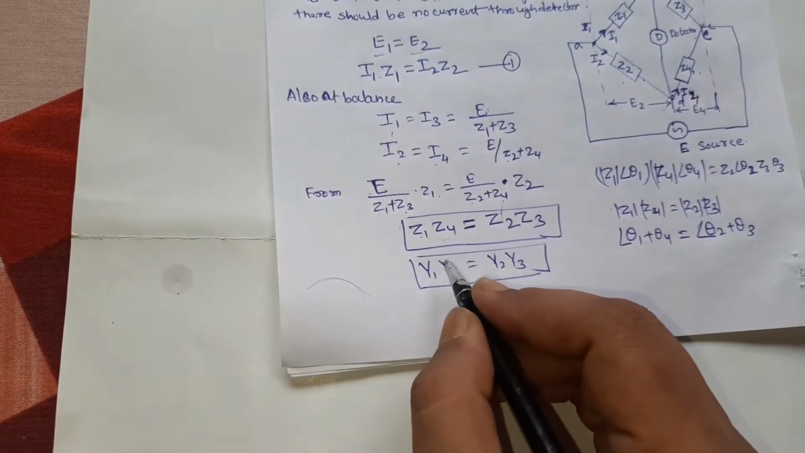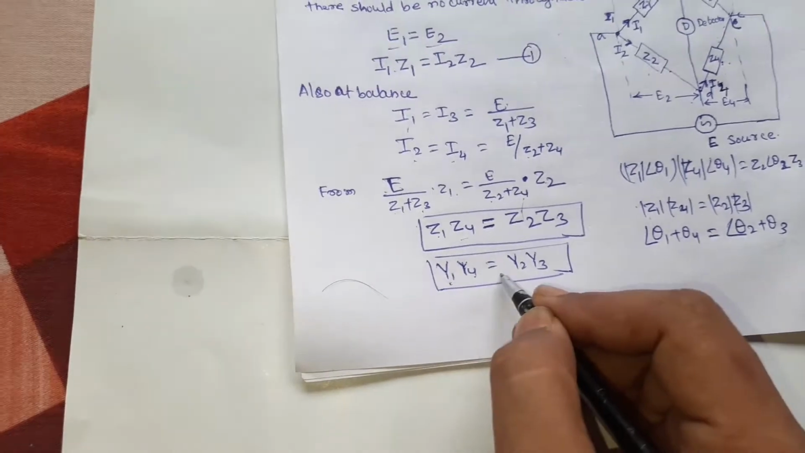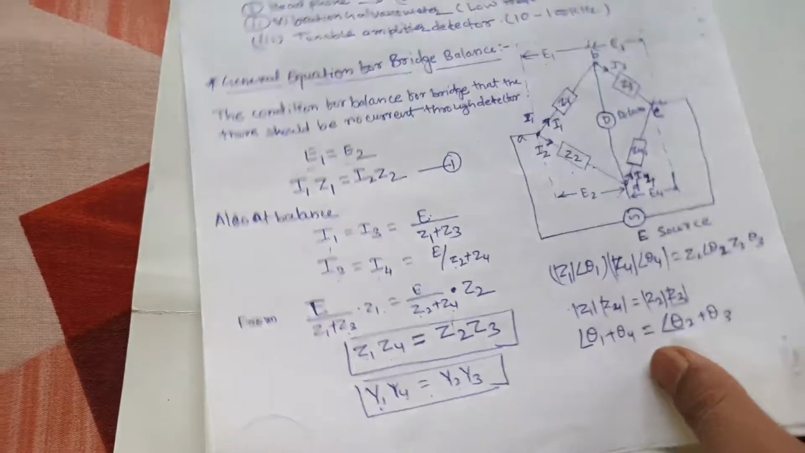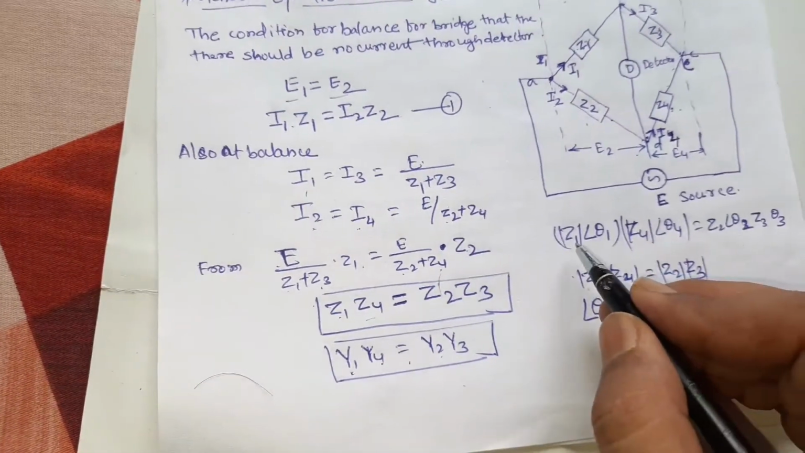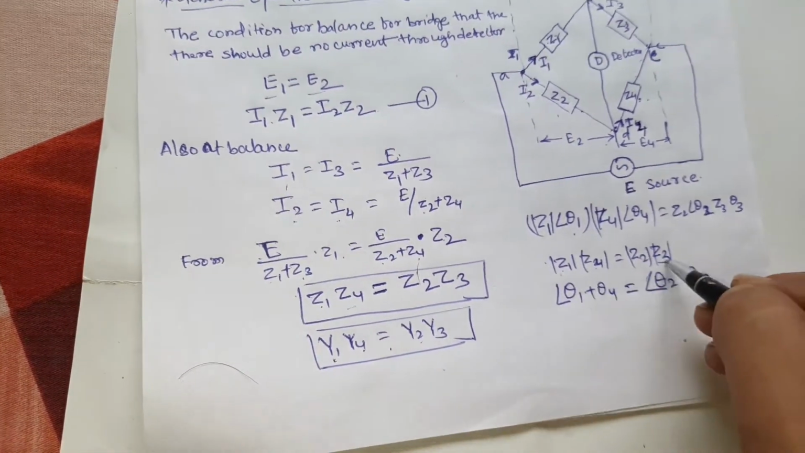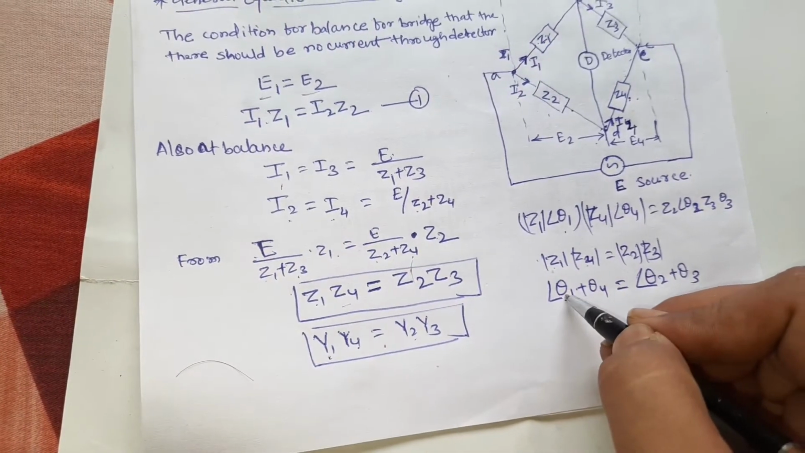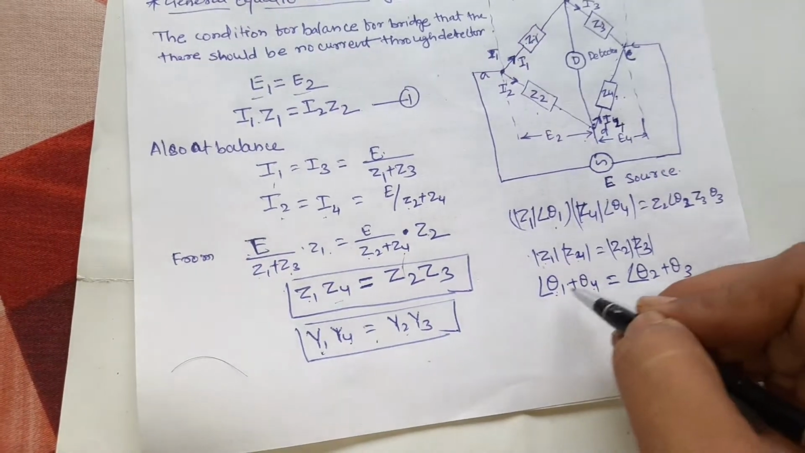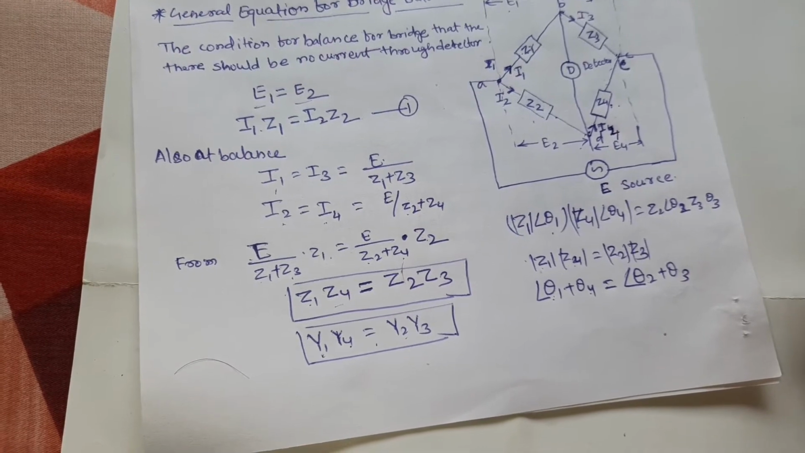So this is in impedance form. In the same way for admittance, Y1 into Y4 is equal to Y2 into Y3. Every impedance has some magnitude and angle. If you represent in magnitude-angle form, then the product of magnitudes must be equal and the summation of angles must be equal. That means theta 1 plus theta 4 is equal to theta 2 plus theta 3, where theta 1, theta 2, theta 3, theta 4 are the impedance angles of Z1, Z2, Z3, Z4.